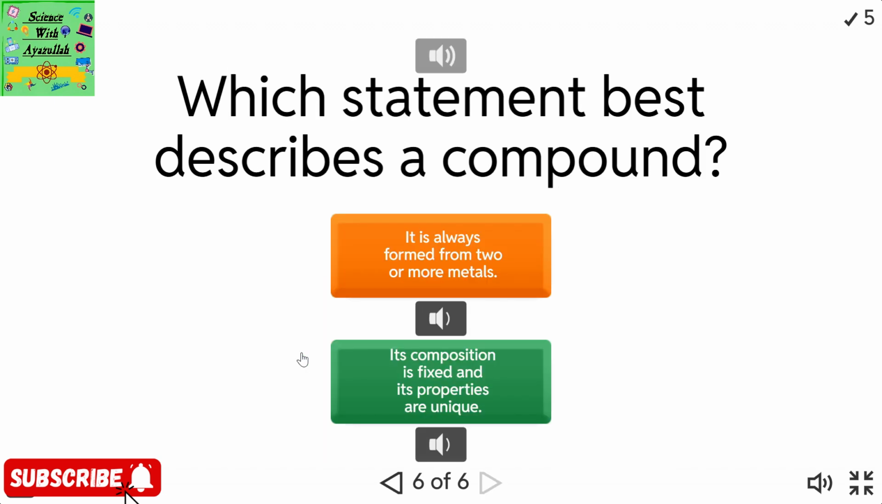Which statement best describes a compound? It is always formed from two or more metals. Its composition is fixed and its properties are unique.